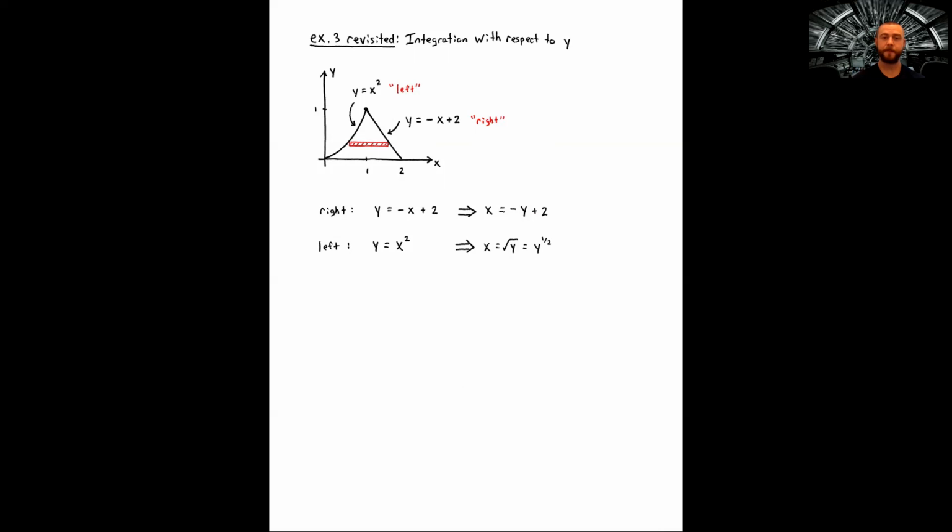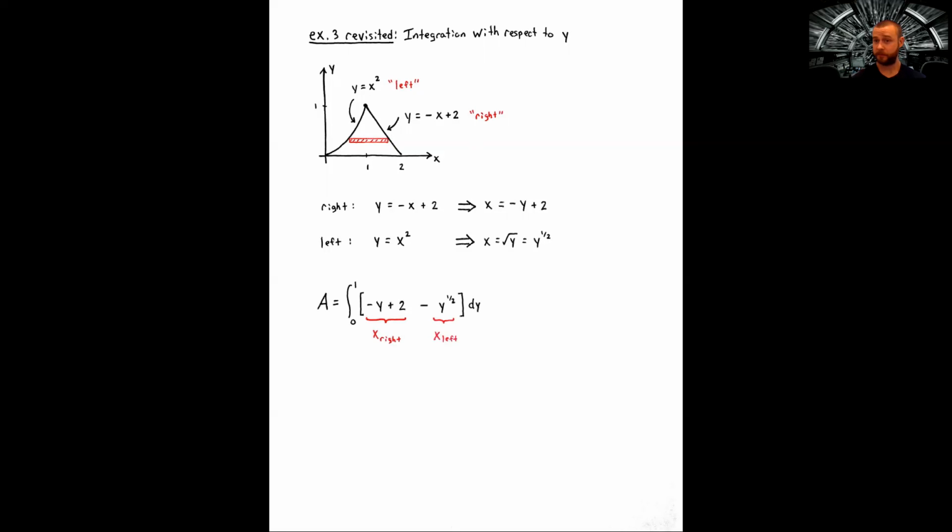y equals x squared, when you solve that for x, you do so by taking the square root. We should append the plus or minus in front, but since we are in the first quadrant, x and y are both positive, so we can, as usual, ignore the negative. All right, so we have our rightmost bounding function as x equals negative y plus 2, our leftmost bounding function, x equals square root of y, or y to the 1/2.